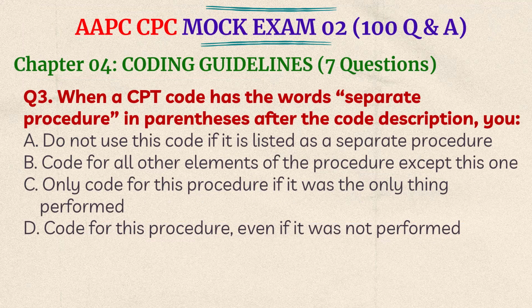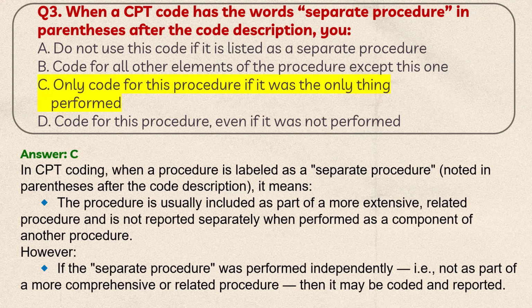Question number 3. When a CPT code has the words separate procedure in the parentheses after the code description, you A. Do not use this code if it is listed as the separate procedure. B. Code for all other elements of the procedure except this one. C. Only code for this procedure if it was the only thing performed. D. Code for this procedure even if it was not performed. So think the answer. So here the correct answer is C. Only code for this procedure if it was the only thing performed.